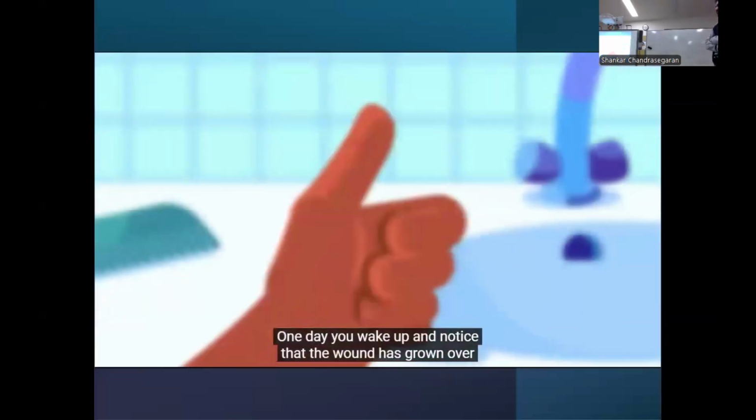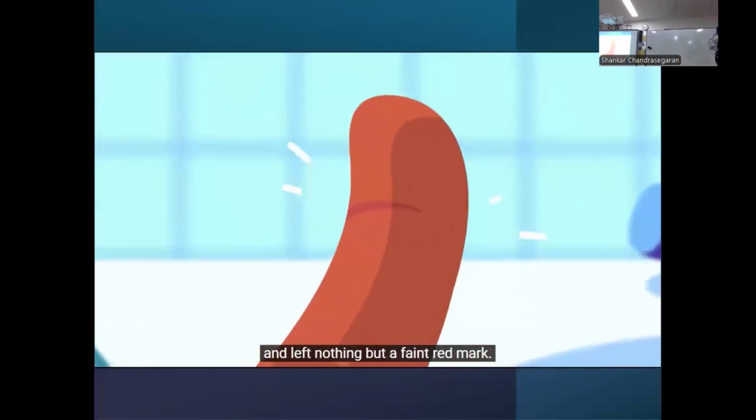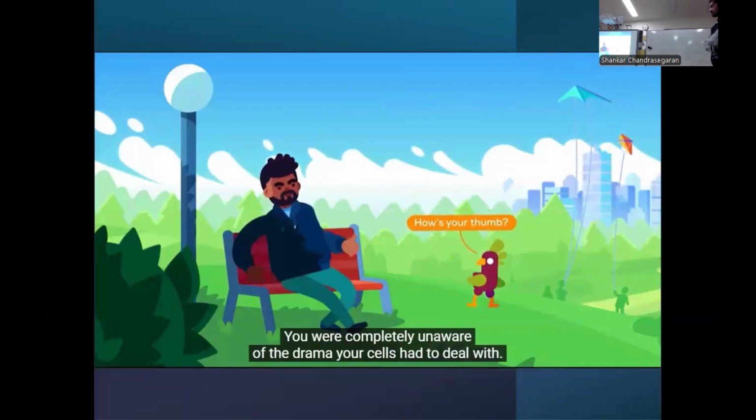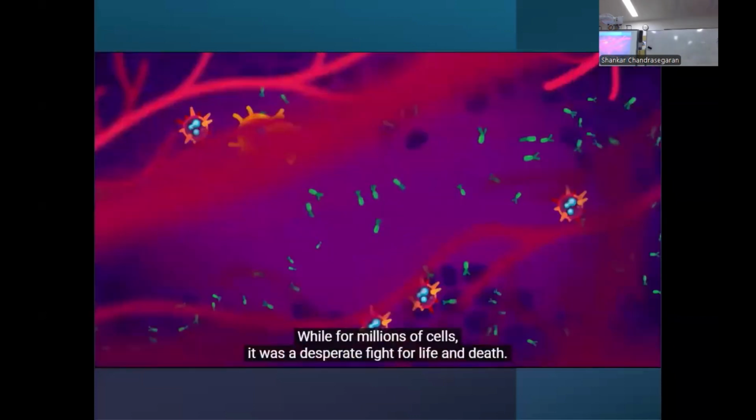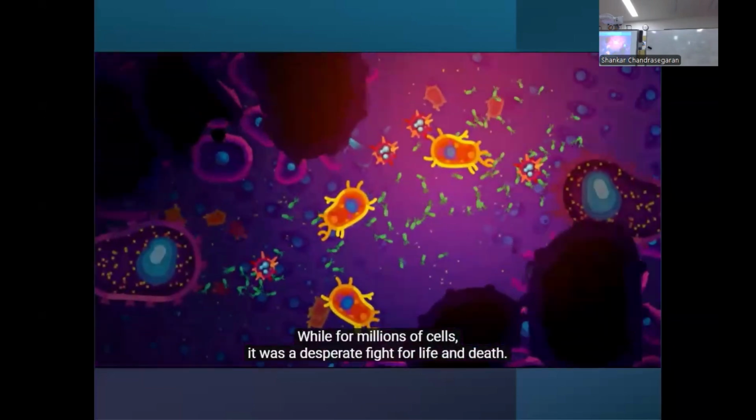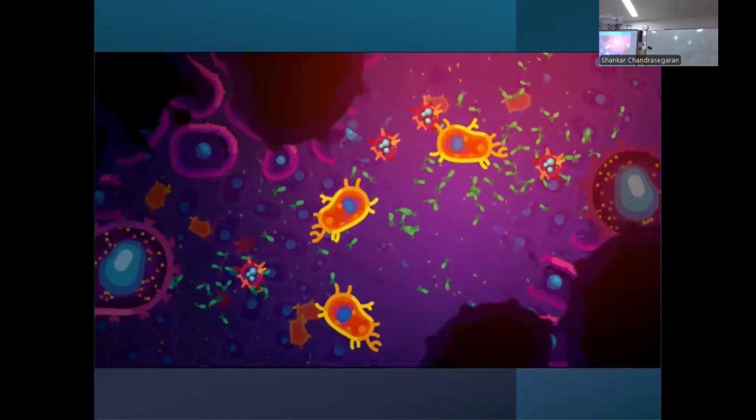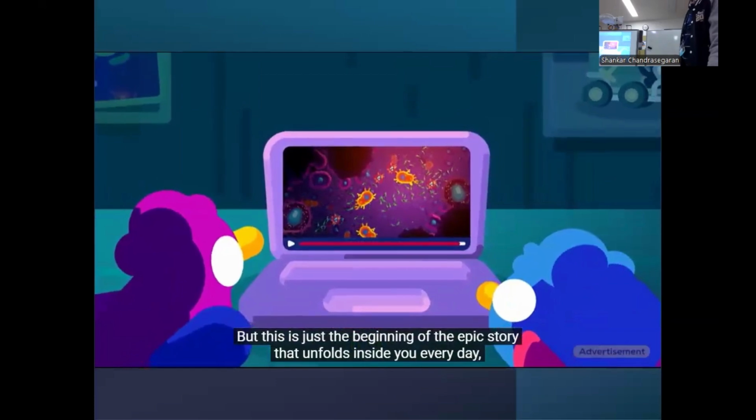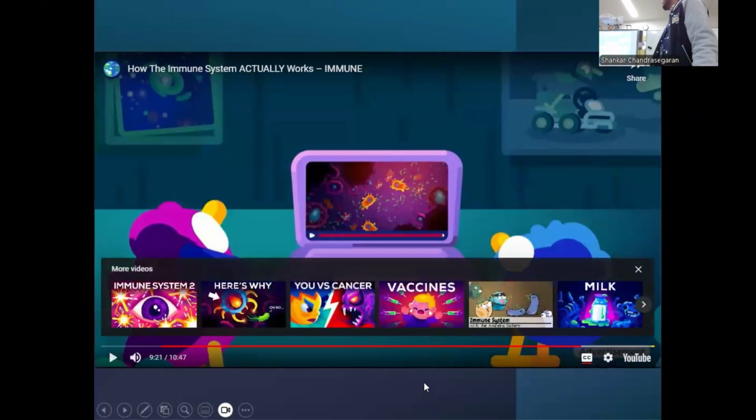One day you wake up and notice that the wound has grown over and left nothing but a faint red mark. You were completely unaware of the drama your cells had to deal with. For you, the whole ordeal was a slight annoyance, while for millions of cells, it was a desperate fight for life and death. But this is just the beginning of the epic story that unfolds inside you every day and is told in full. Alright, any questions?